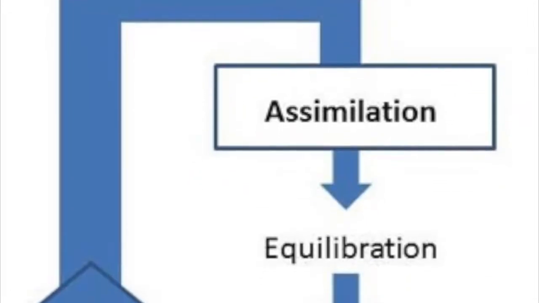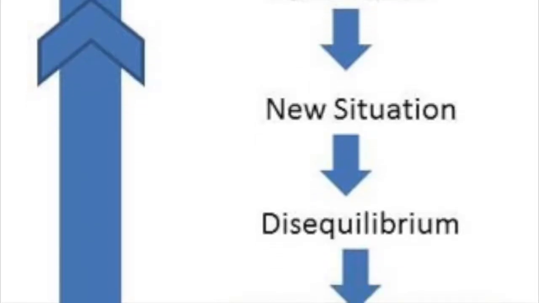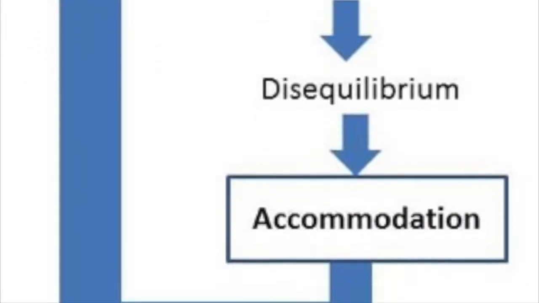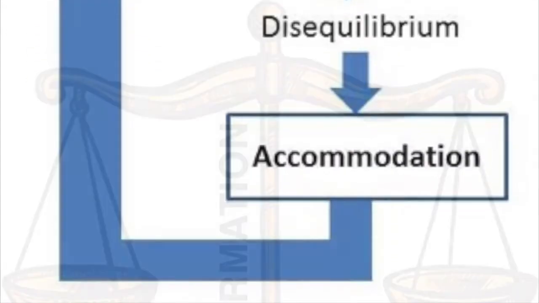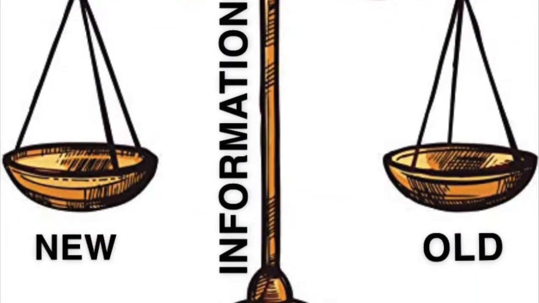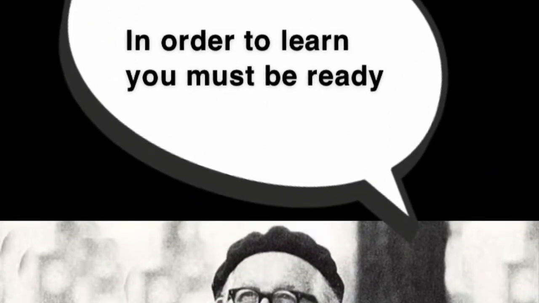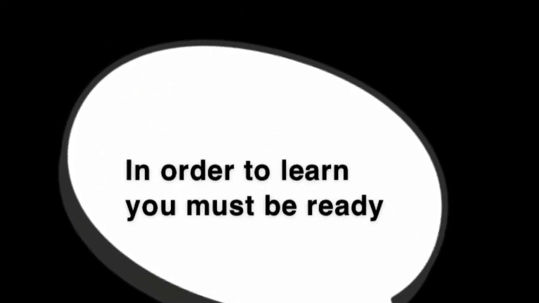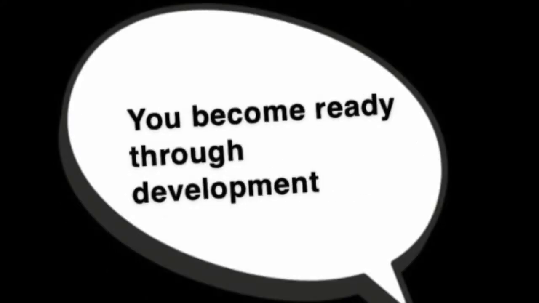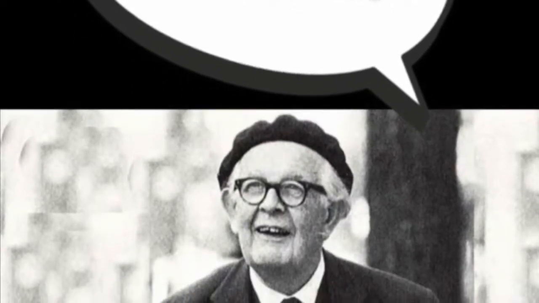Part of adaptation is assimilation, which is the incorporation of new information into your schema. And accommodation is changing your existing schema. In order to be the most successful, you need to be able to cognitively balance new and old information. Piaget states that in order for an individual to learn, they must first be ready, and an individual becomes ready through development. Therefore, development precedes learning.